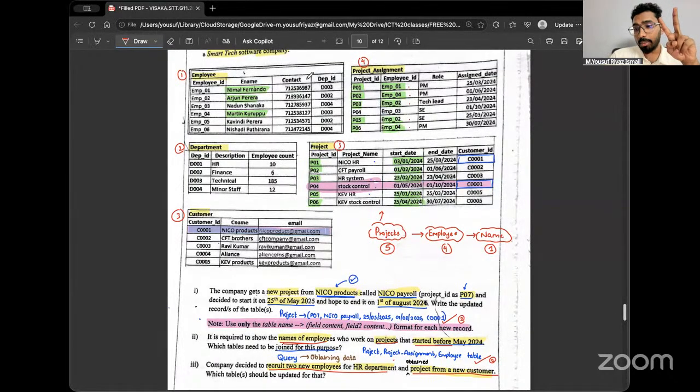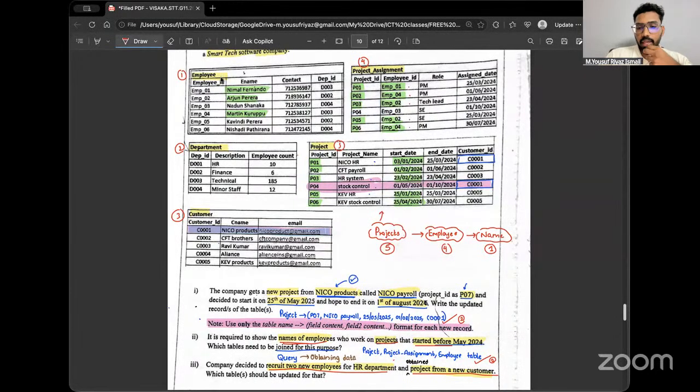Correct. There are 2 tables we have to update for that. To show that there are 2 new employees joining the HR department, the employee details like the employee's name, employee's customer ID, those things were mentioned as 2 records here. So the employee table is going to get updated. The employee table will have the 2 new employees' data.